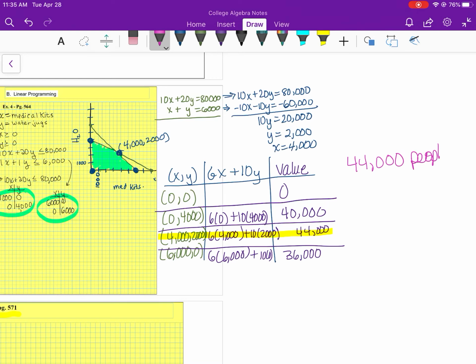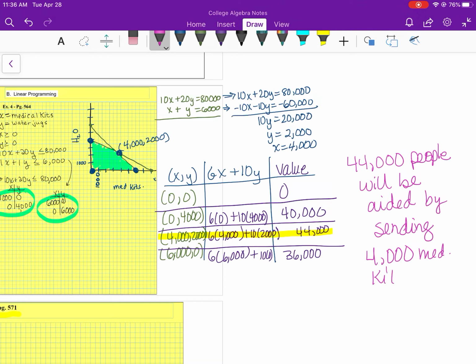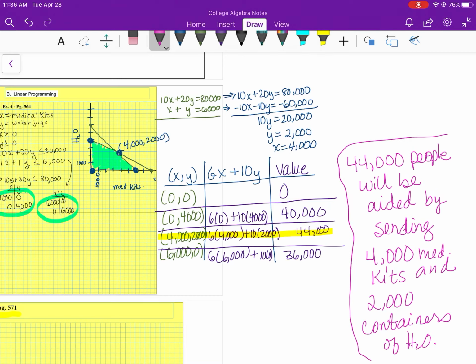Let's see. Or victims will be aided by sending 4,000 medical kits and 2,000 containers of water. So we answered both questions there with this statement.